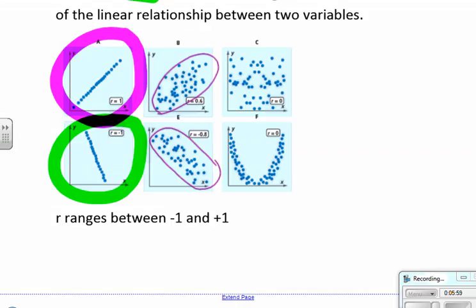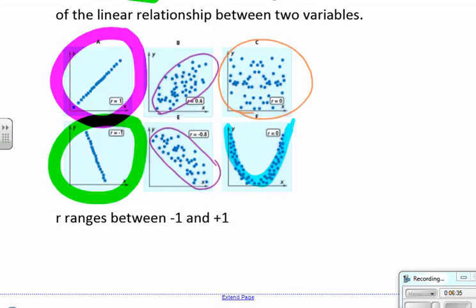If the data is just a random blob with no pattern at all, like that C one right there, then it's going to have an R value of 0. Picture F also has an R value of 0 because it's not linear. When the data is making a parabola like this, remember that R only measures the strength of the linear relationship, so if it makes a parabola, it is not going to have a good R value.